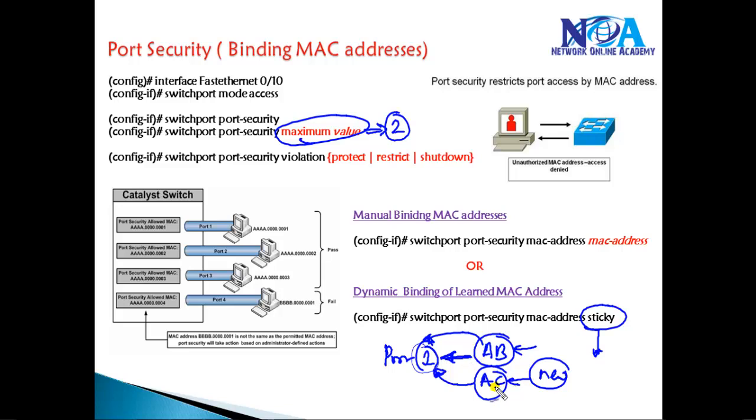If it learns any other MAC address, let's say in my scenario the third MAC address, as the maximum value is 2, it's going to allow only 2 MAC addresses bound, and this is something bound dynamically. We don't need to manually type the MAC address. If you're doing it manually, we need to say MAC address and then type AB and then AC in 2 different lines. So instead of doing it manually, we can also do the binding automatically by using the sticky option.